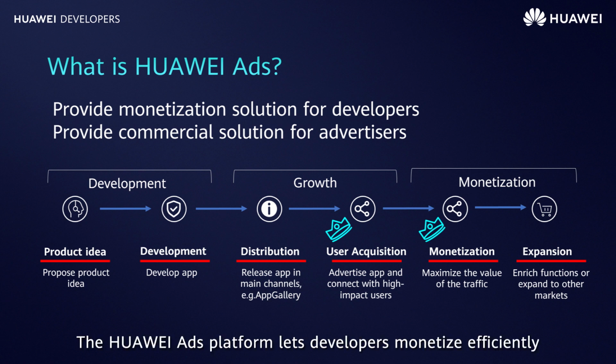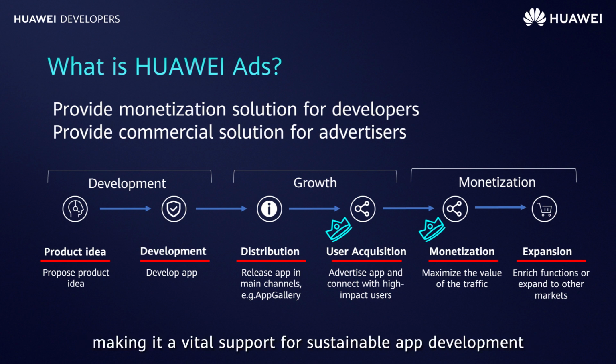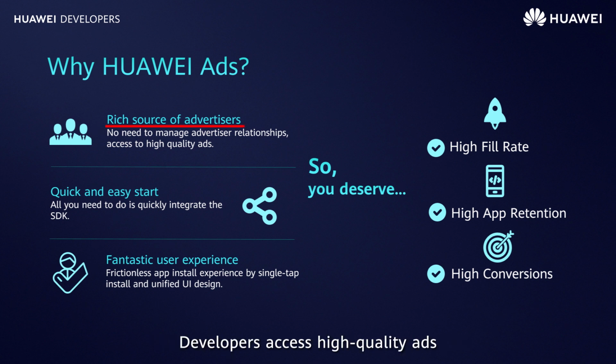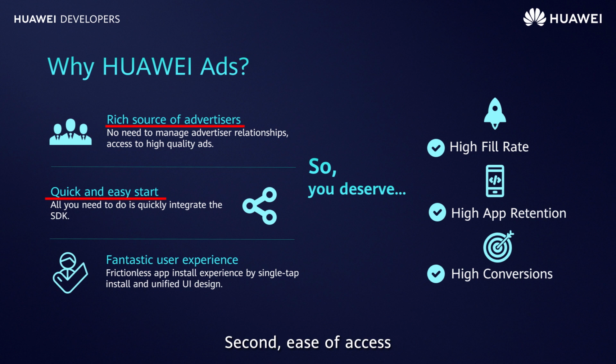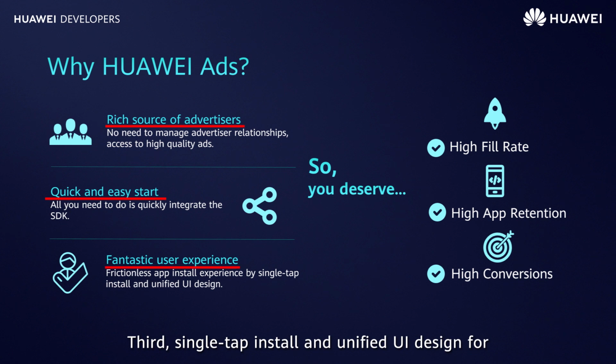The Huawei Ads platform lets developers monetize efficiently, and advertisers acquire users effectively, making it a vital support for sustainable app development. Huawei Ads has the following advantages. First, a rich source of advertisers. Developers access high-quality ads without having to manage advertiser relationships. Second, ease of access. Developers simply integrate the SDK to obtain ads. Third, single-tap install and unified UI design for better user experience.